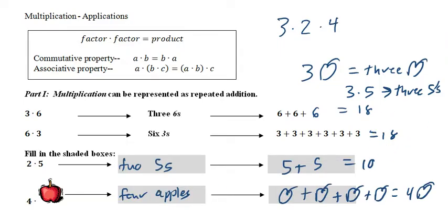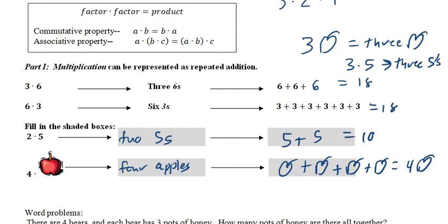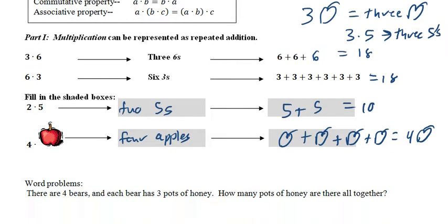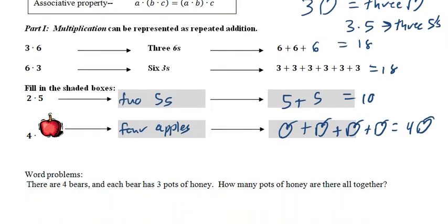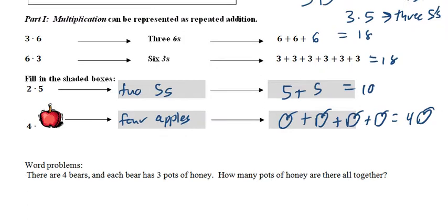And there are your answers. So 2 fives, so we get 10. 4 apples, so it's still 4 apples. You can't really do anything about that, but you're getting the idea?